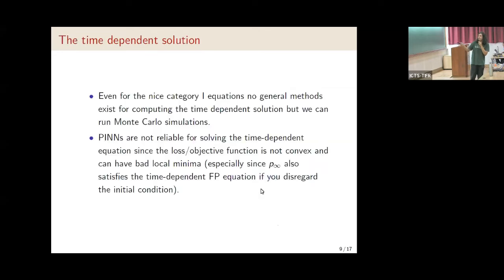And so now let's talk about the time dependent solution. Even for the nice category 1 equations, no general methods exist for computing the time-dependent solution. But we can run Monte Carlo simulations. And sadly, PINNs are not very reliable for solving the time-dependent equation, since the loss or objective function for PINNs is not convex and they can have bad local minima, especially since P infinity also actually satisfies the time-dependent FP equation if you disregard the initial condition.